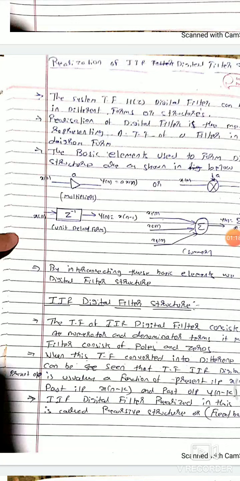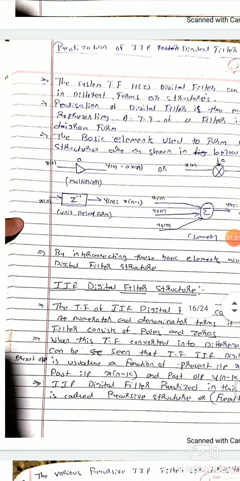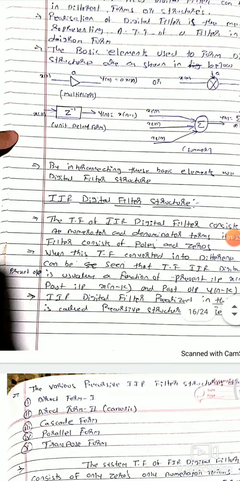One more is delay form, unit delay form. The x of n is the input, z inverse is a block, and you get y of n is equal to x of n minus 1. So this is summer. X of n, x1 of n, x2 of n, x3 of n, all these are fed to this. Output y of n is nothing but the summed version of this, right?